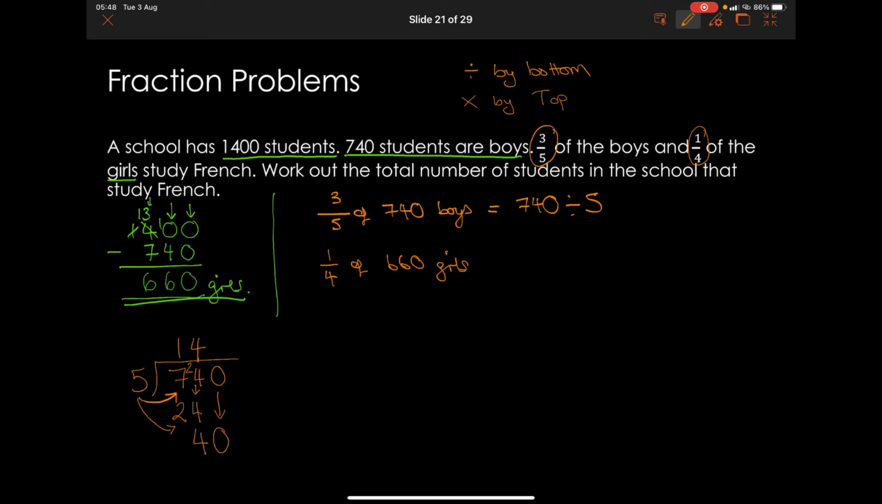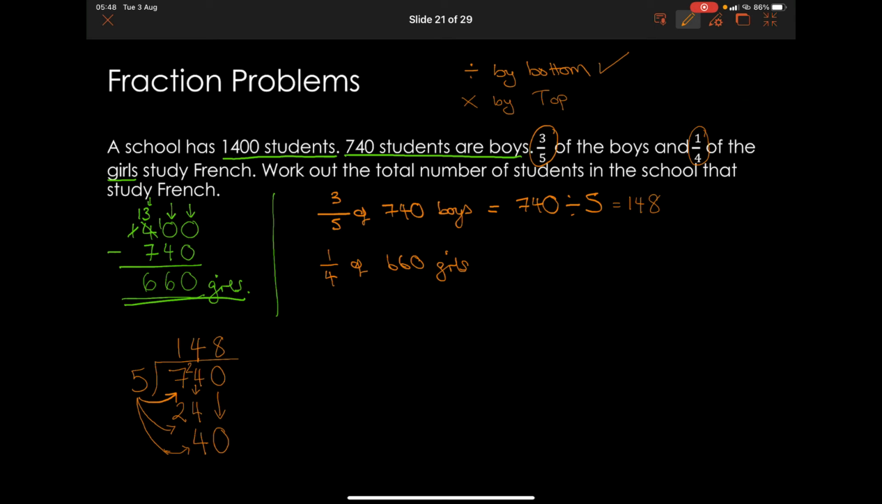Okay, because I've got to use all the digits under my bus stop. How many 5s go into 40? Well, you should know that one. 5 times 8 is 40. Okay. So 740 divided by 5 is 148.